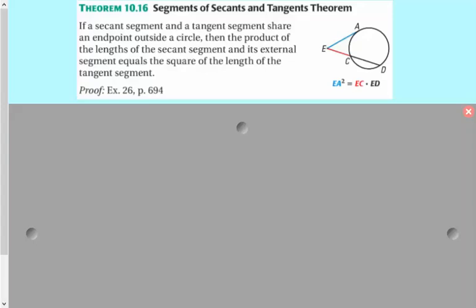This one, we'll call this A, we'll call this B, and we'll call ED, we'll call that C. This one is A times A equals B times C. And again, C is this entire length right here, not just the little part from C to D, not just that chord there. So those are the main takeaways from these theorems.